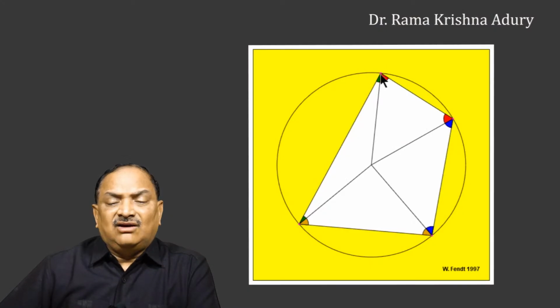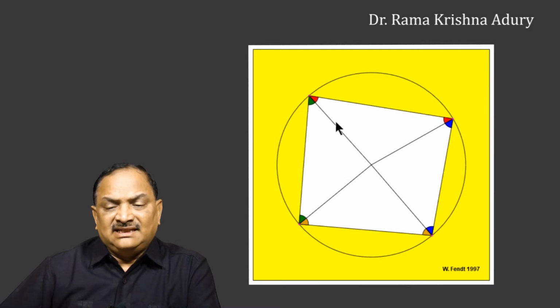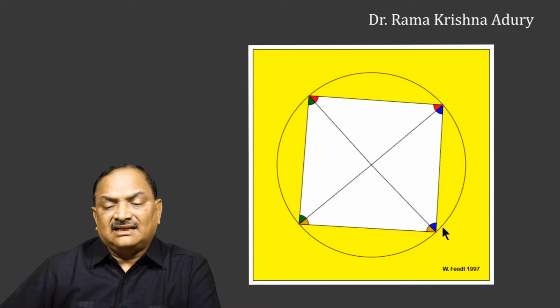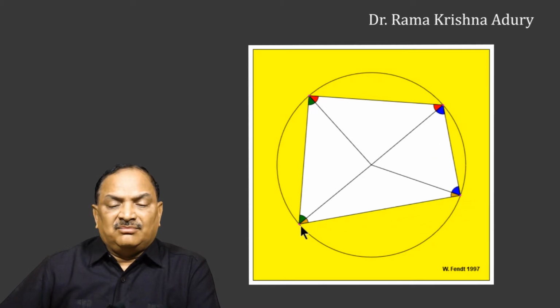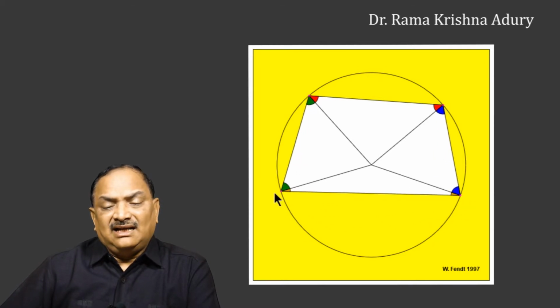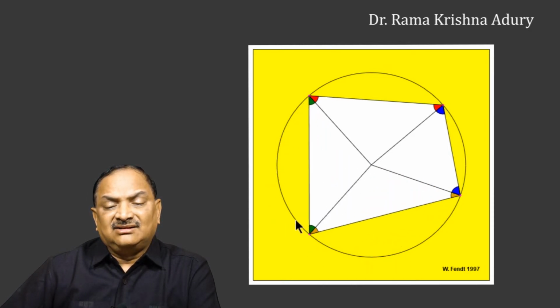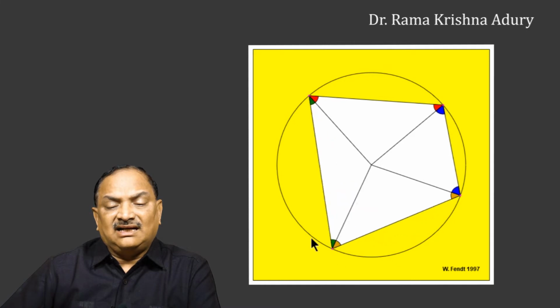So in a quadrilateral, if all the 4 vertices lie on a circle, then that quadrilateral is called a cyclic quadrilateral. A cyclic quadrilateral you are seeing here, you can change the shape of that. These are all cyclic quadrilaterals. So this is also a cyclic quadrilateral. I can change the vertices, but all the time they lie on the circle. So that's what we mean by a cyclic quadrilateral.